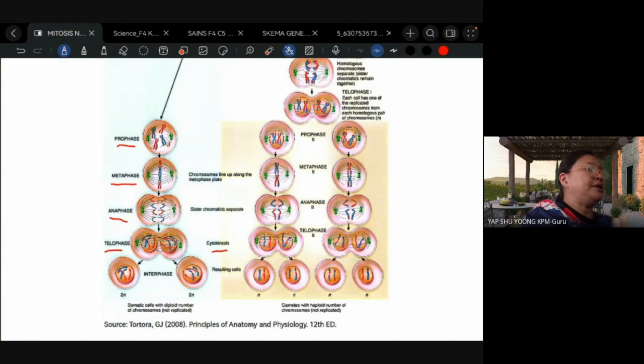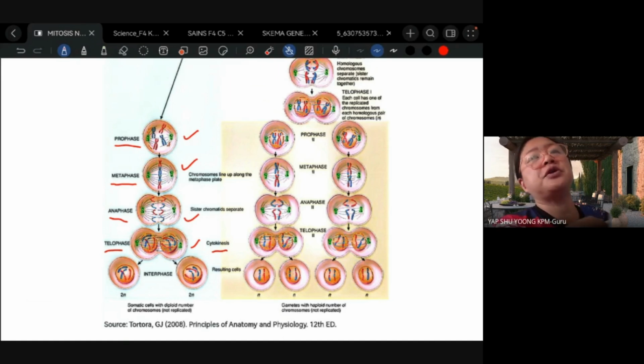Okay, you see, in the prophase, how many chromosomes do we have? We have 4 chromosomes: 1, 2, 3, 4. So when you go through prophase, metaphase, anaphase, and telophase, look at the prophase first. In prophase, the chromosomes become shorter, thicker, and visible under the microscope. Okay, we just go to the simple one.